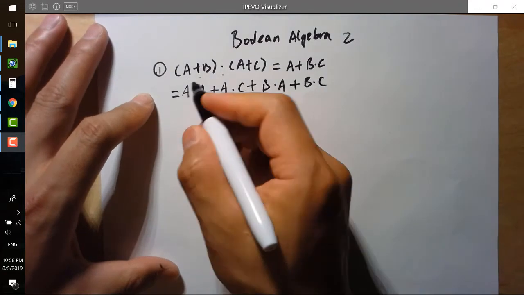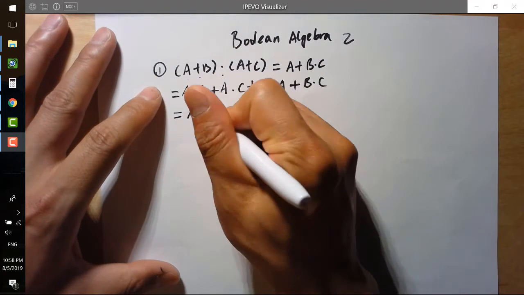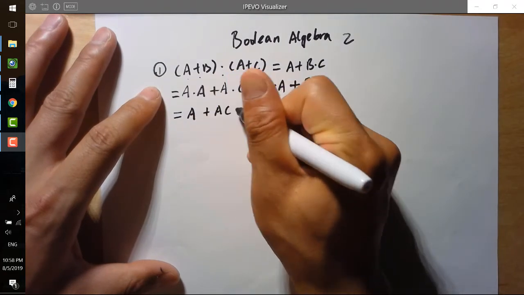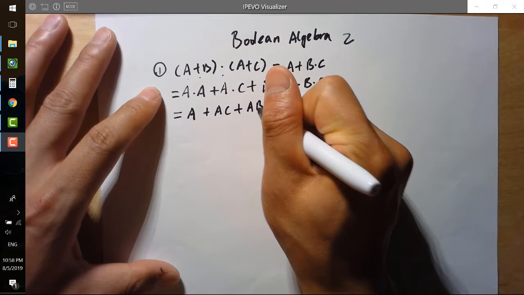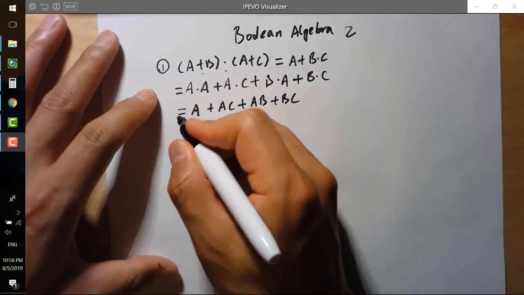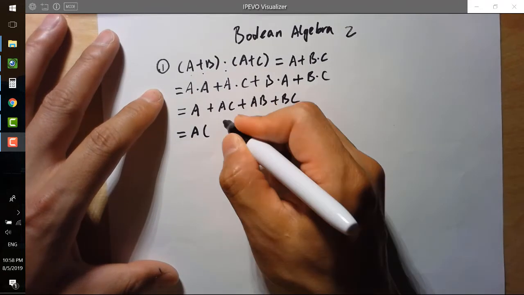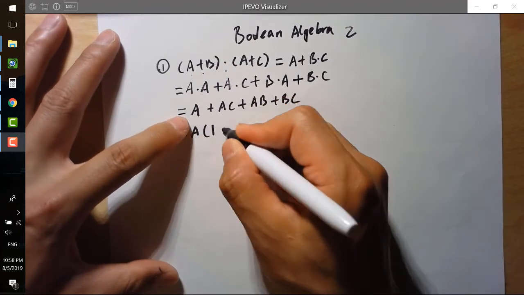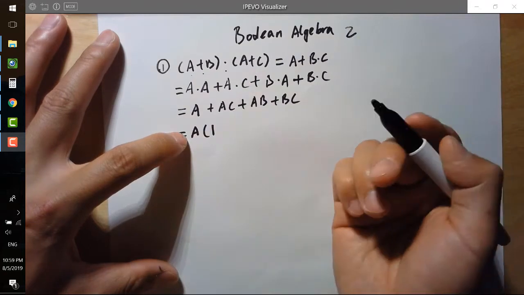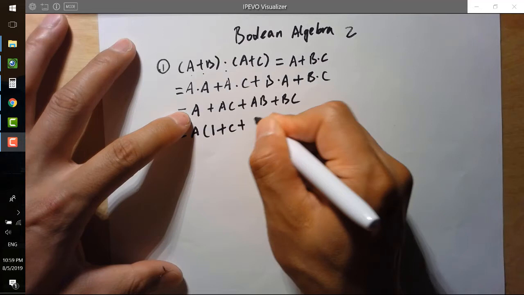Okay. This A and A, we know that it is actually A. Now let's keep writing this down here. BA is AB. And now we can take A out. And the leftover here is going to be 1, because 1 and A is still A. So we take A out, we get this.